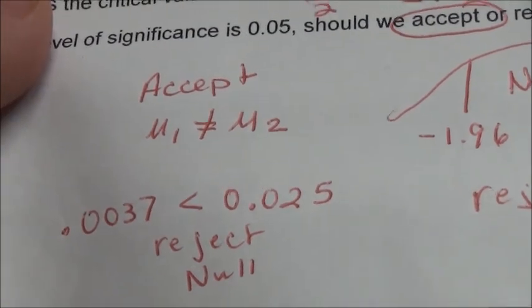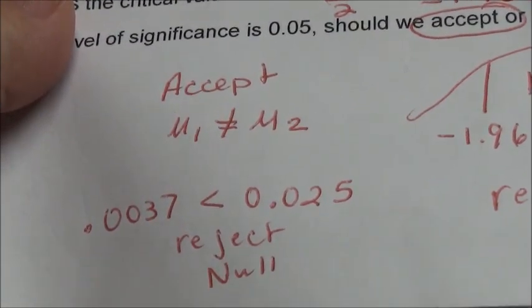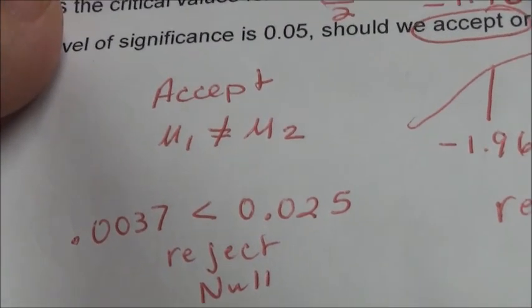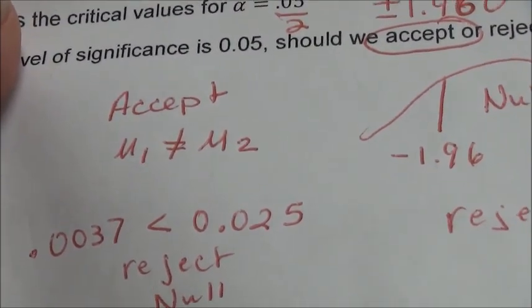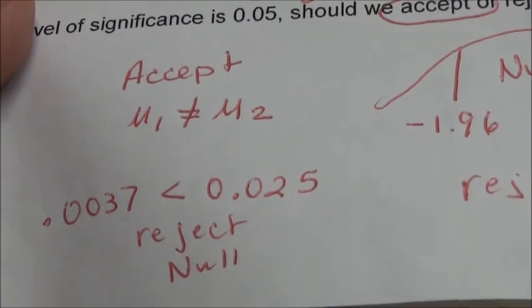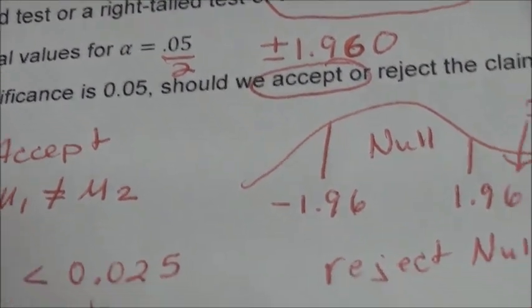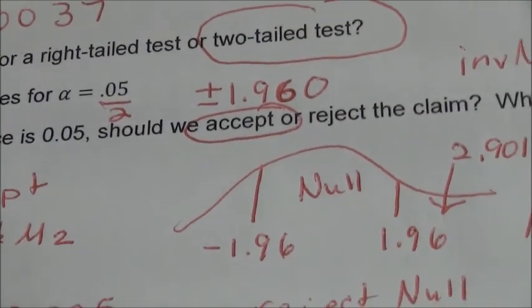Other way, if I look at my p-value, I had a p-value of 0.0037, which is less than the 0.025. We are going to reject the null since my p-value is less than my alpha value. And so if I'm going to reject the null, that means I'm going to accept the alternative hypothesis, which is what our claim was, that there was a difference.